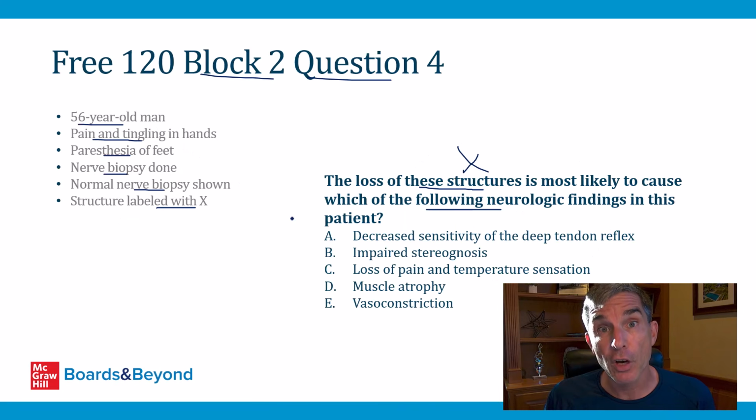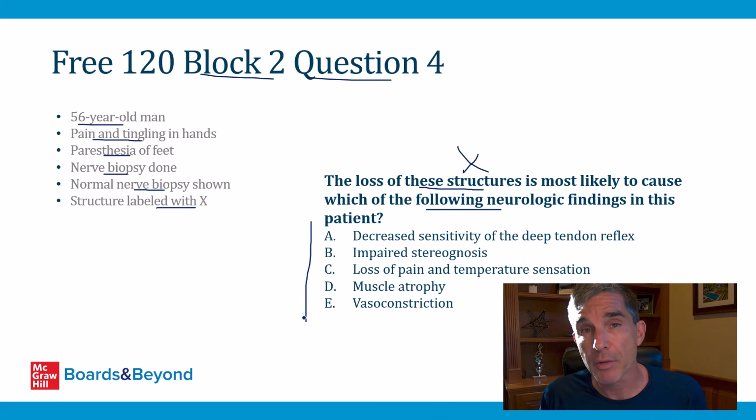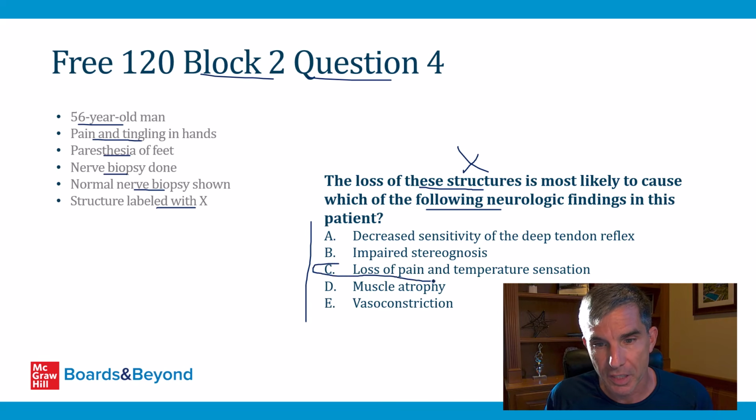Now, even if you figured all that out, you still don't know the answer, because they want you to look at these 5 answer choices and identify the answer choice that represents something that would be lost if you had damage to small unmyelinated neurons. And so this is another step you have to take in order to answer this question. And so you have to remember that small unmyelinated neurons carry information about pain and temperature sensation. And so if one of those were lost, that would lead to answer choice C, loss of pain and temperature sensation. That's the correct answer.